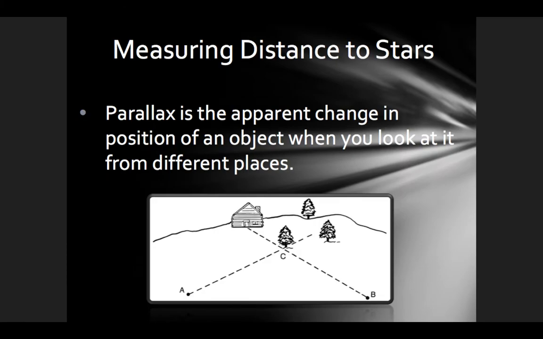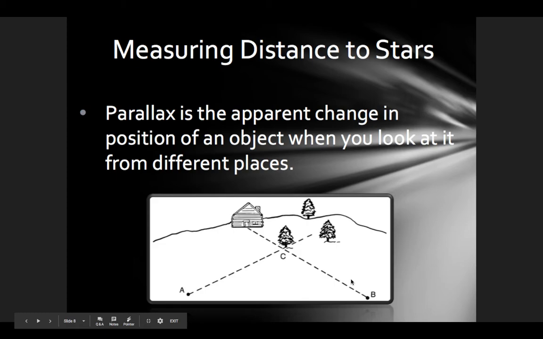So if we were going to measure distance to stars, we have to use something called parallax. And parallax is just the way something changes its visually apparent position when you look at it from different places. So if you're standing over here at letter A, and we look at C, the tree, it's going to look different than if you're standing over here at B and looking at that tree, because of where you're standing.